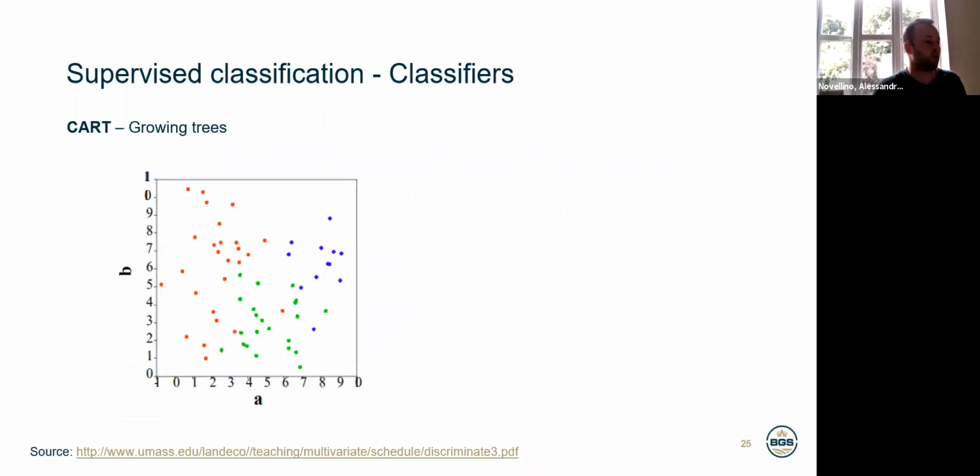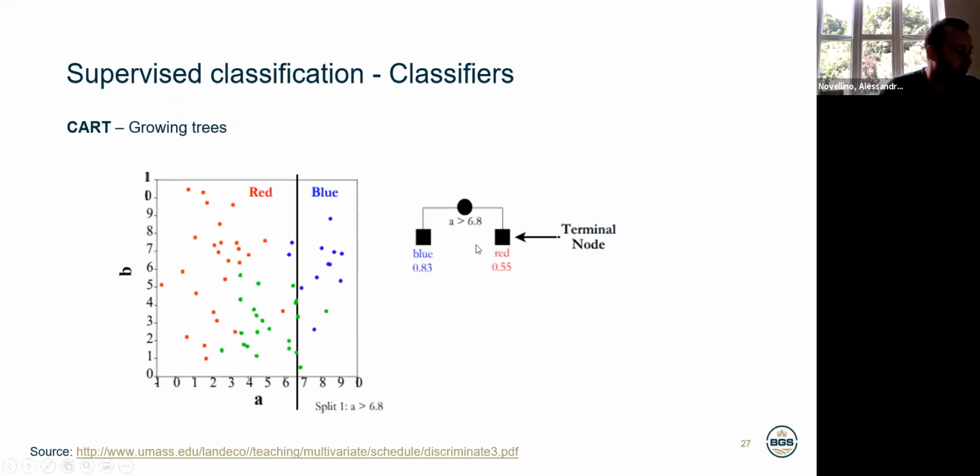Growing a tree. This is an example. We have our pixel, and these are our band values. What we will do is essentially ask a question on the red band: if it's above 6.8, yes or no. If it's above, we have, as you can see here, a blue value. If it's below, it's red.